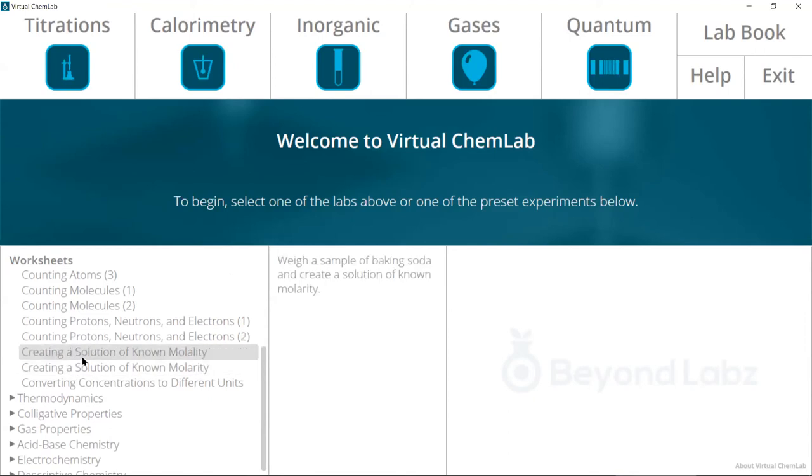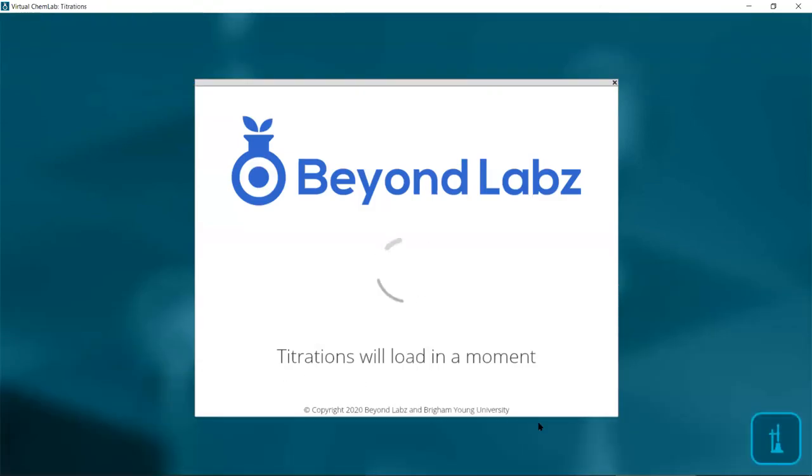Now, there are two of them. Do you notice when I highlight the top one, in the center of the screen, it says, weigh a sample of ammonium chloride and create a solution of known molarity. You'll do that one. After you do that one, you'll exit and come back here and then do the second one, highlight, see where it says, weigh a sample of baking soda, or I should say baking powder, but they say baking soda. And I can see why, I know why, and create a solution of known molarity. So if we're going to do the ammonium chloride first, I'm going to click on the top, creating a solution of known molarity. Left click with your mouse. And now I'll be opening up the lab.